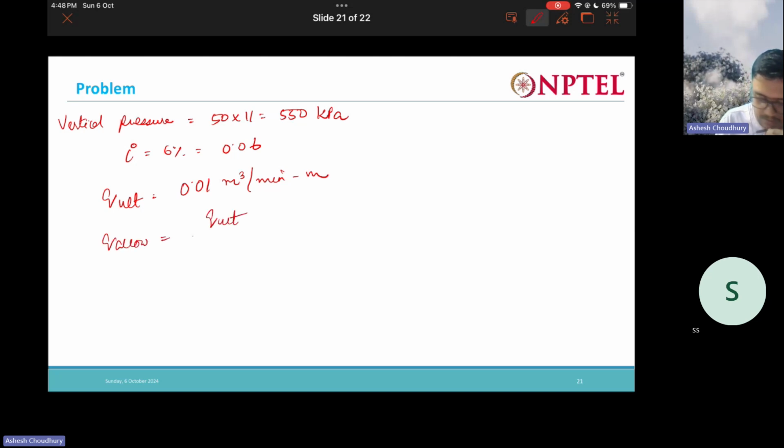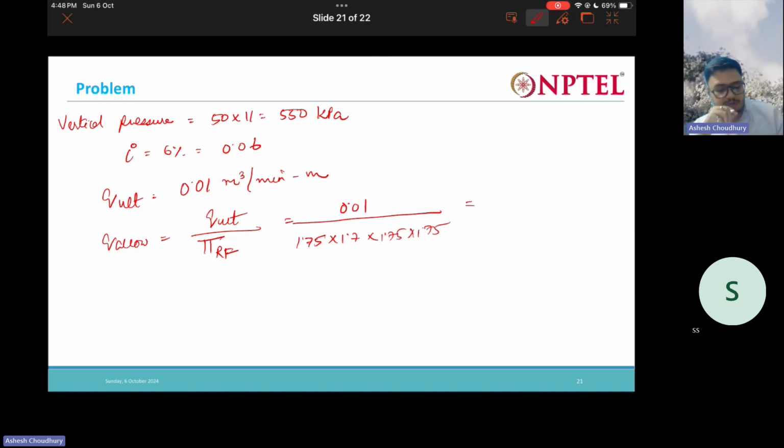Q ultimate divided by the cumulative reduction factor. Okay, try to do this one for me, please. Do this simple division.